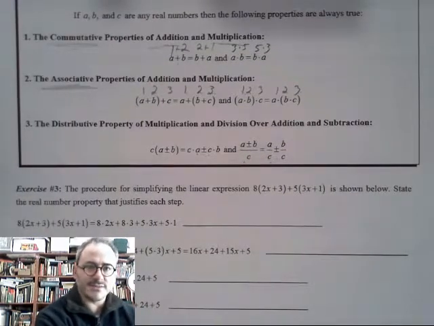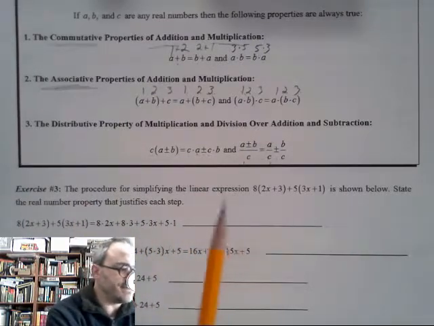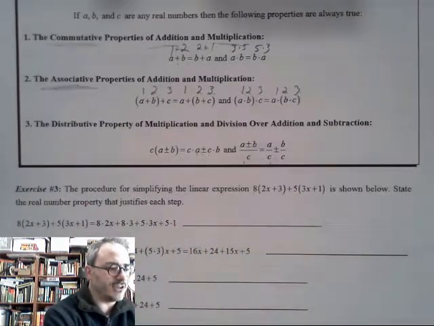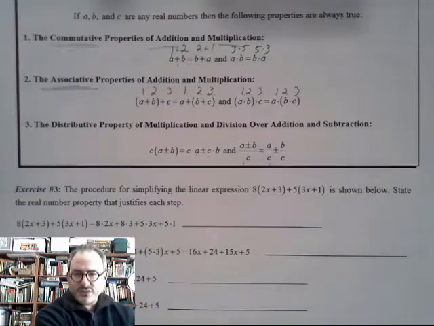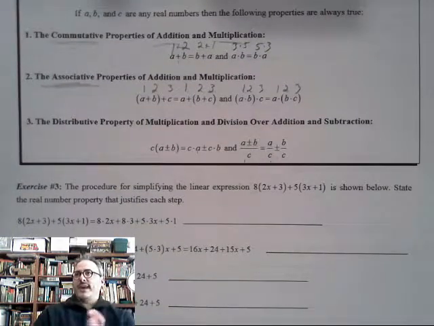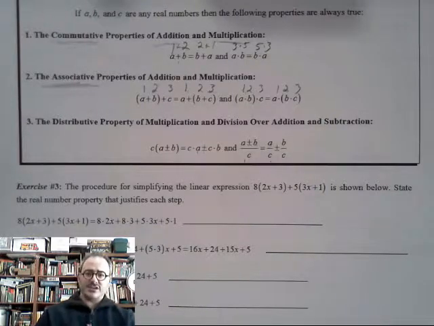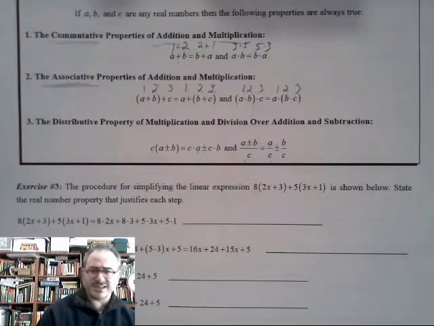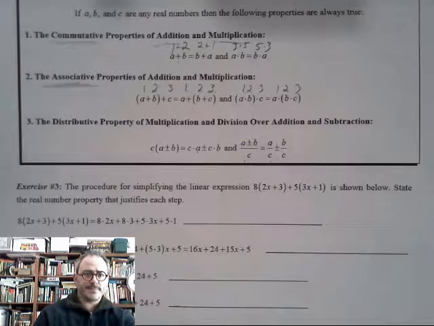All right, let's talk about exercise 3 now. We're 18 minutes in. The procedure for simplifying linear expressions. So we have this expression shown right here. State the real number property that justifies each step. I do want you to be able to identify the properties of real numbers and write them down, because this is tested on the Regents every now and again. Usually there's at least one question that involves this, if not two, and sometimes it'll look a lot like this, where you have to justify step by step.